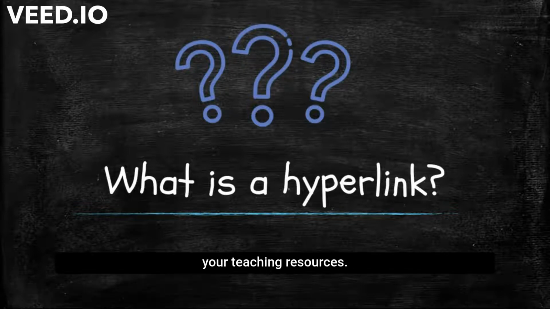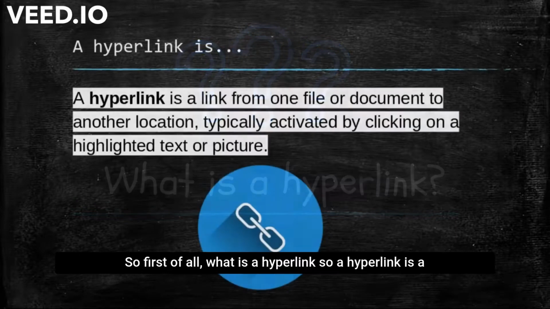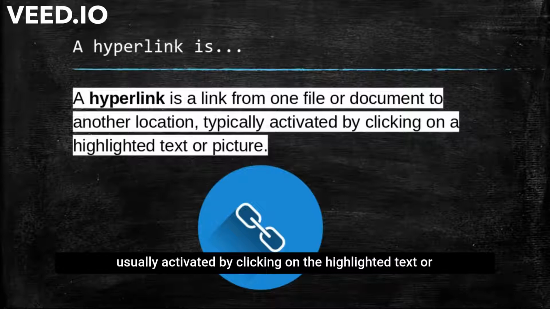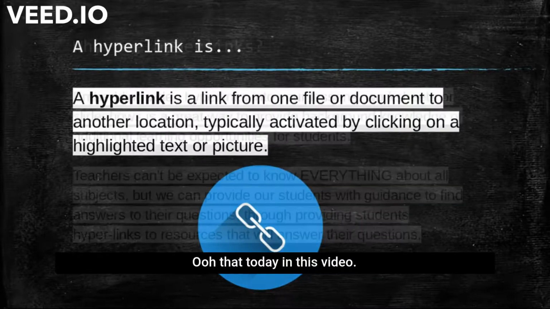So first of all, what is a hyperlink? A hyperlink is a link that connects one file or document to another, and it's usually activated by clicking on a highlighted text or picture. And I'm going to show you how to do that today in this video.